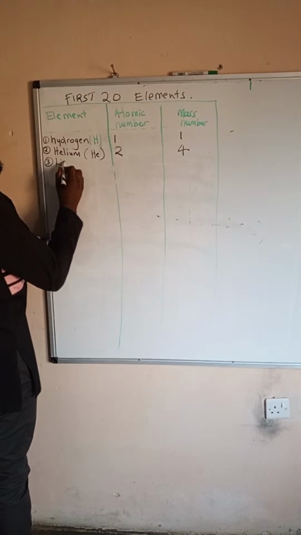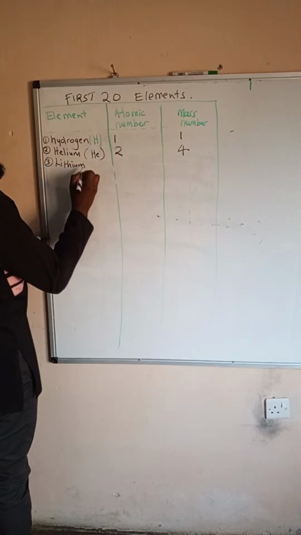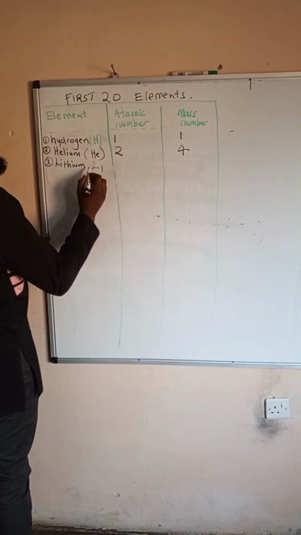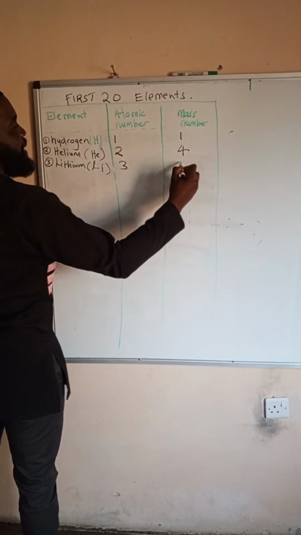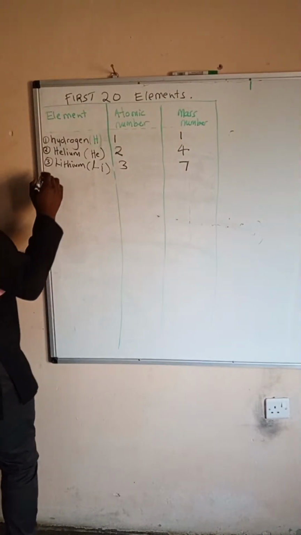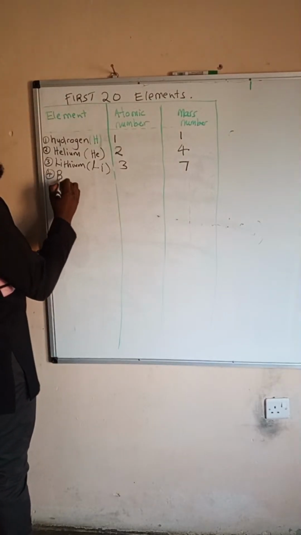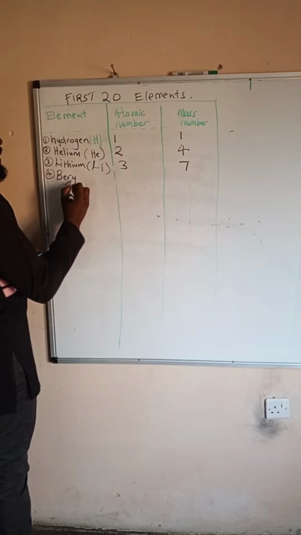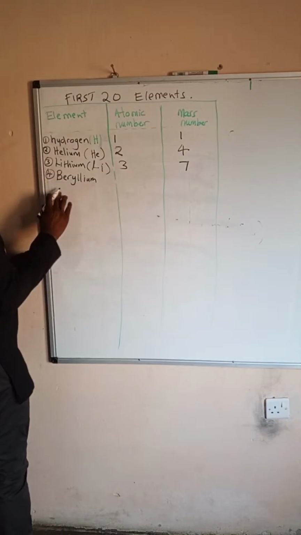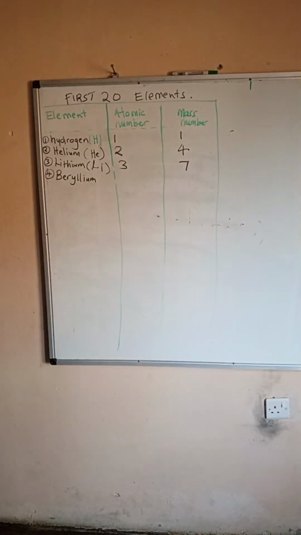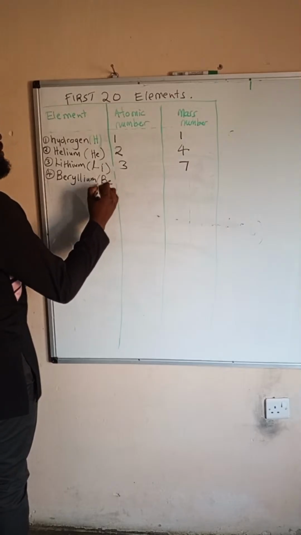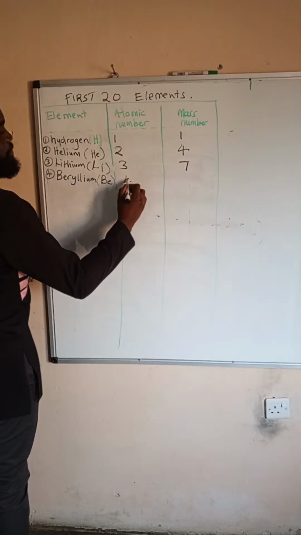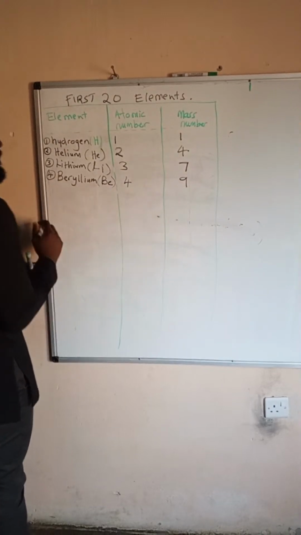3. Lithium. You need to know this by heart. Lithium, its symbol is Li, capital letter L, small letter i. Atomic number 3, mass number 7. 4. Beryllium. Beryllium is represented by Be, capital B, small letter e. Atomic number 4, mass number 9.